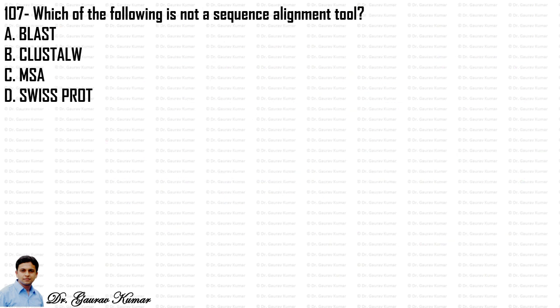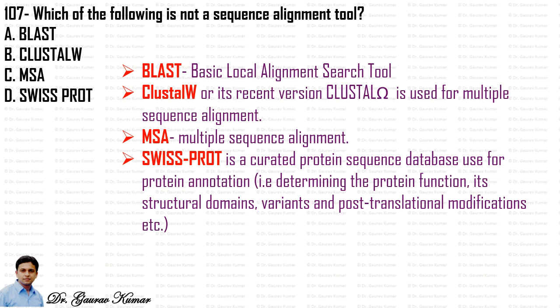Next question, which of the following is not a sequence alignment tool? BLAST, CLUSTAL-W, MSA or SWISS-PROT? So BLAST stands for Basic Local Alignment Search Tool. So obviously it is aligning some sequence only. CLUSTAL Omega is actually a recent version of CLUSTAL-W, used for multiple sequence alignment. So this is also for sequence alignment, and MSA itself stands for multiple sequence alignment. So this is also used for sequence alignment.